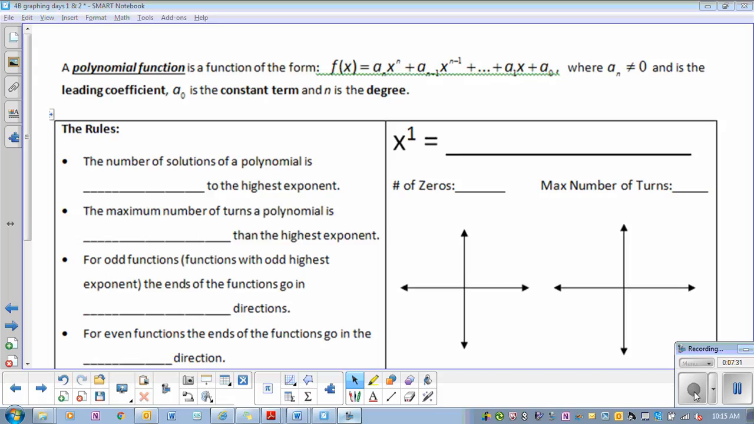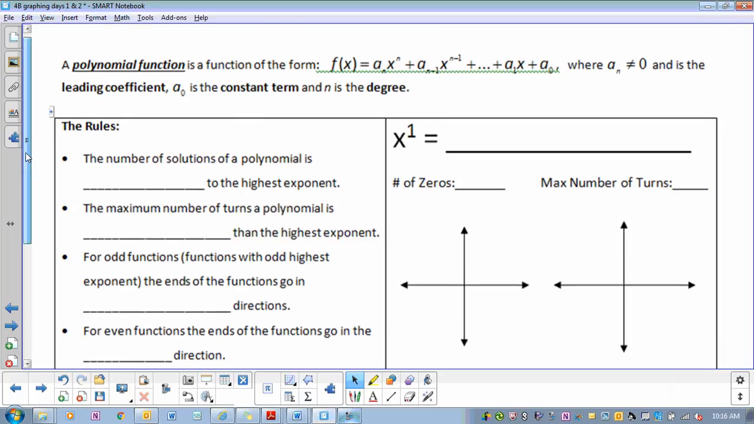Okay, so let's get started. Let's look at that packet that I gave you. And guys, this packet is going to be for the 2 days, so don't lose it, okay? We're gonna do half of it today, and we'll do the other half next class. So we're going to talk about polynomial functions and basically just talk about characteristics, okay? So here are the rules.